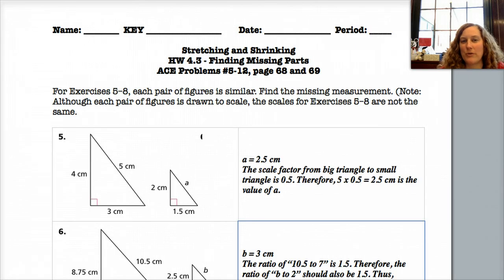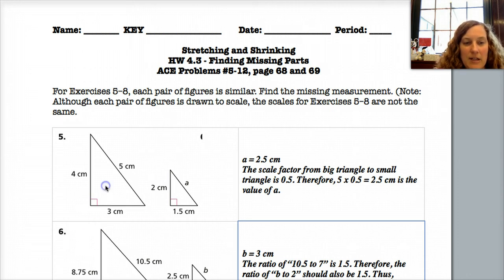Hello, welcome to the homework review for homework 4.3, Finding Missing Parts, ACE Problems 5 through 12. This week in class we've been talking about ratios and how that's another tool to help us determine if two shapes are similar. We can use ratios and corresponding angles, or we can use scale factor and corresponding angles. Now that we're comfortable with that, we're going to turn it around and we're going to be told that two shapes are similar, and we're going to use either ratios or scale factor to determine the missing parts.